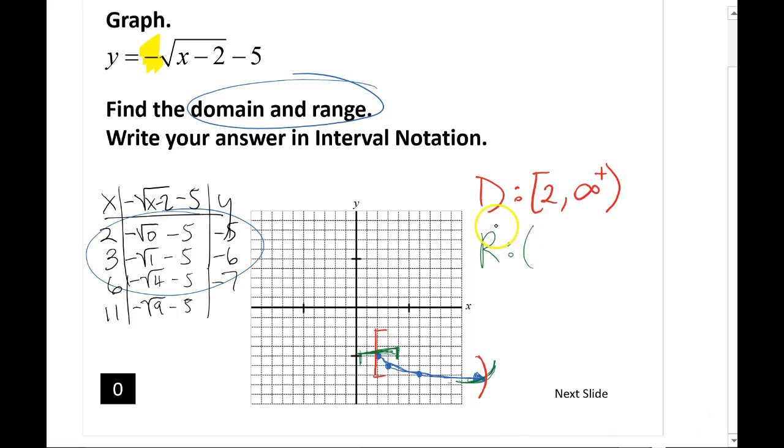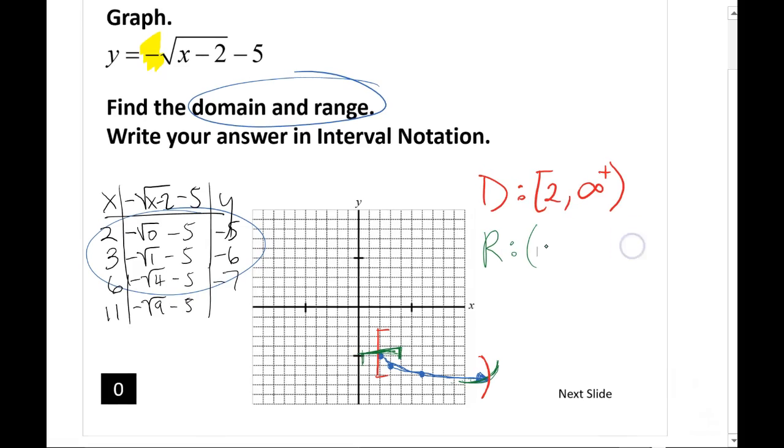And we're talking about y values now because we're finding the range. And the y values going in the downward direction are negative. So that is, oops, sorry, that's a bad infinity. So that would be negative infinity. And then on the top, the y value there at that bracket would be negative 5, and I put a bracket.